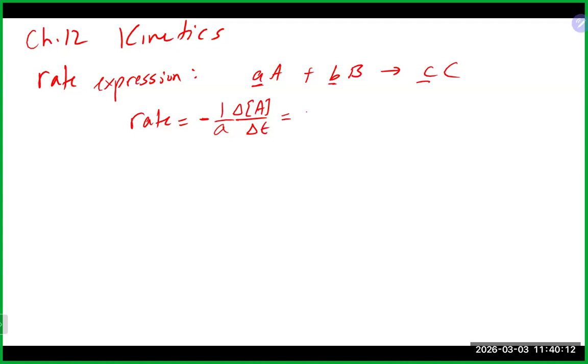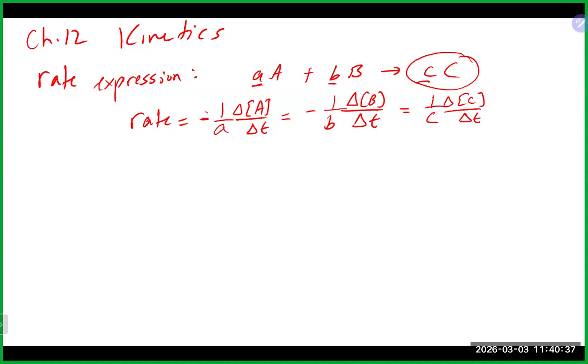We could set that equal to our other reactant, also going to be negative because it's decreasing with time, 1 over the coefficient, change in concentration of B over the change in time. And we can also set that equal to our product. Once again, our product should be increasing with time, so we do not do the negative. And again, we still take 1 over the coefficient to take care of the stoichiometry, change in concentration of C over the change in time.